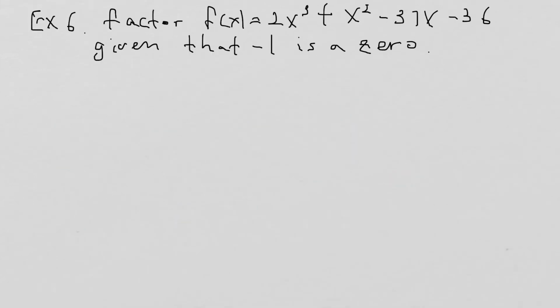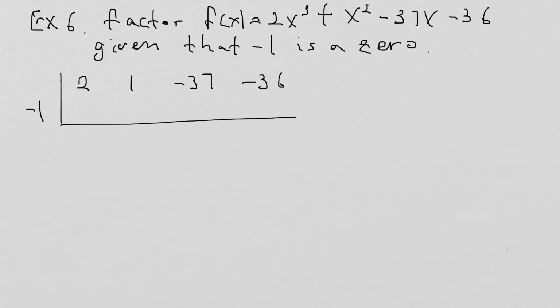Okay, so now we're going to look at one more just like it. We're going to factor f of x, this time given that negative 1 is a 0. So negative 1 is one of the factors. So let's start with synthetic division. So copy all these coefficients: 2 from the cube, 1 from the square, negative 37 from the linear, and negative 36 from the constant. Dividing this with negative 1.